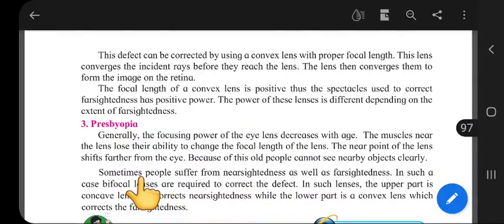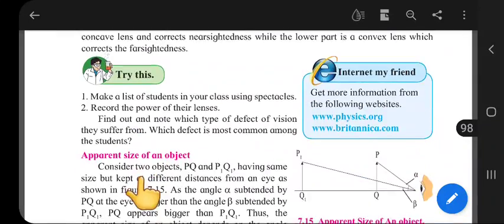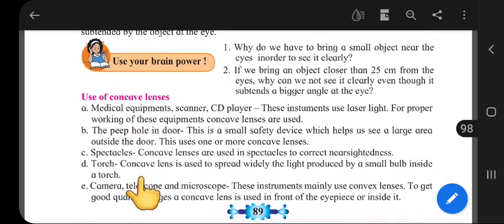We can also learn some uses of concave lens. The first use is in medical equipment, scanners and CD players. These instruments use low-intensity laser light. For proper working of these equipments, concave lenses are used.